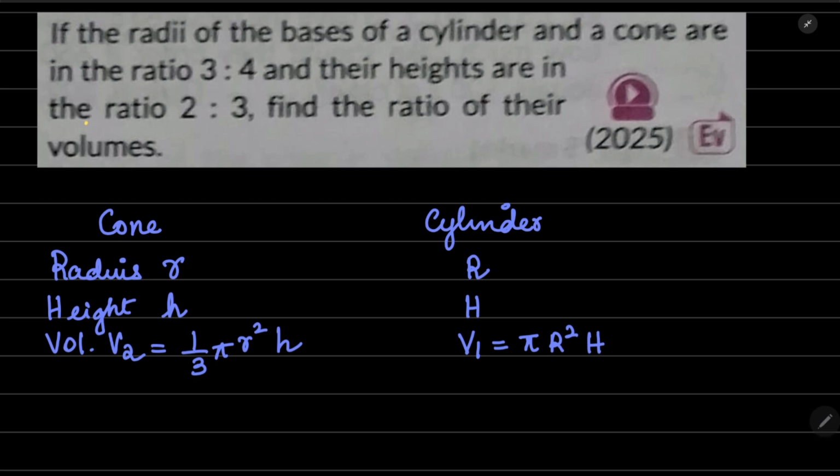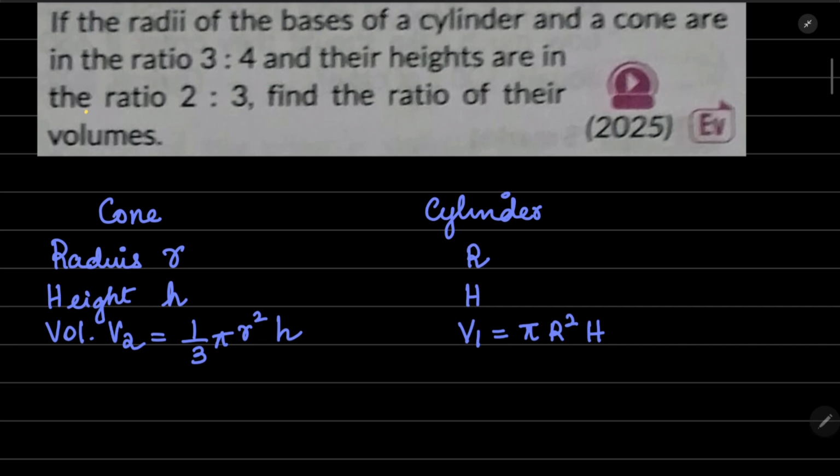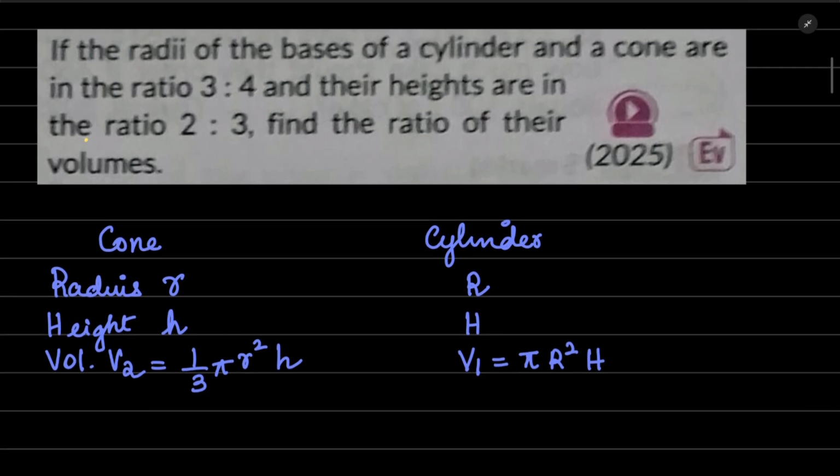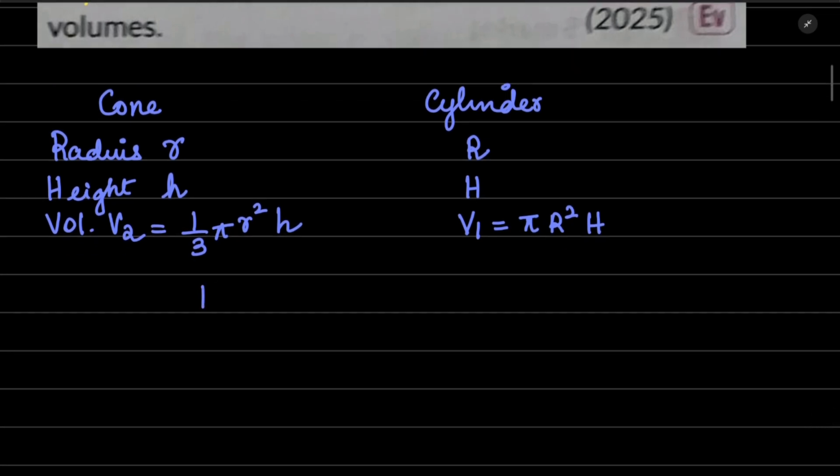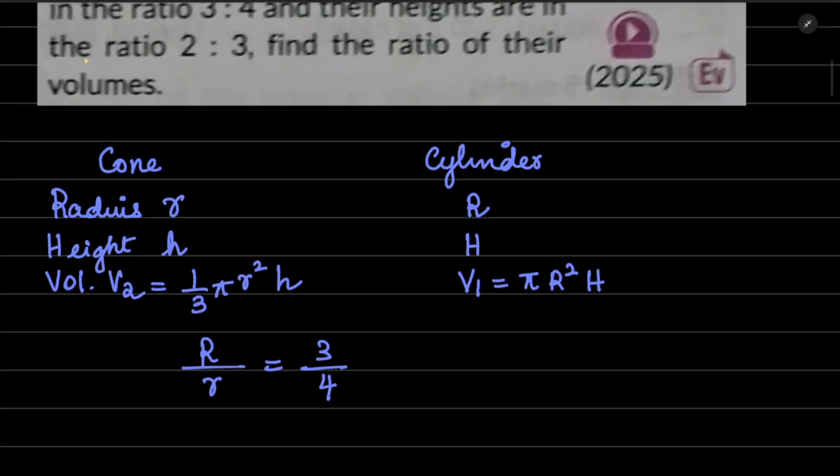Okay, so if the radii of the bases of the cylinder and cone are in the ratio, radii of the bases, which is nothing but the radius, right? So of the cylinder and a cone, capital R by small letter r is nothing but 3 by 4. This is what is given.